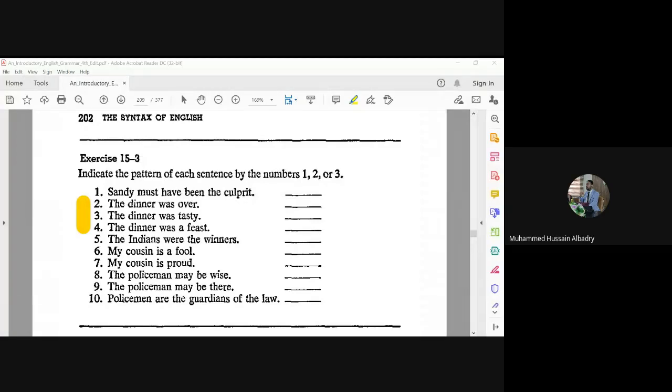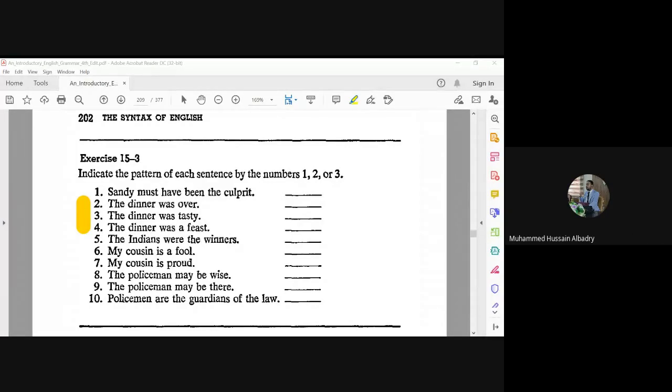Yes, Batool. Yes, because the dinner was tasty. Yes, it is tasty. So it is what? Which button? 1. How? Okay, thank you so much.